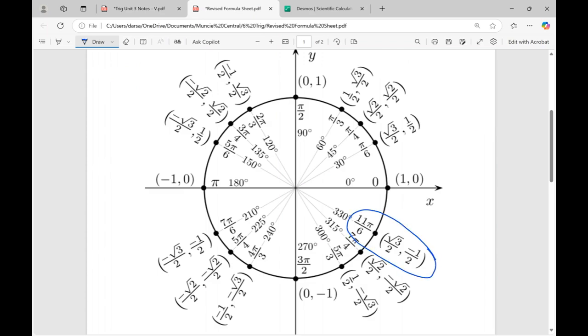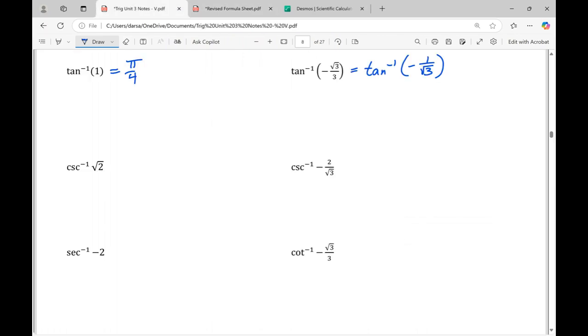But remember, if I put in the answer of 11 pi over 6, that is incorrect. I need a negative angle. And you can basically just take the denominator and put a negative on the front. So what is the answer here in terms of a negative? It's negative pi over 6. So this is equal to negative pi over 6.